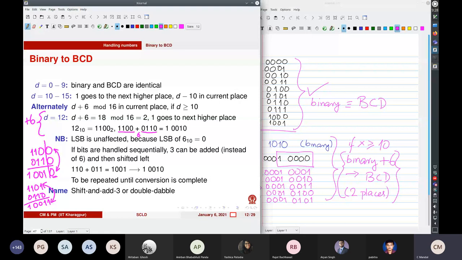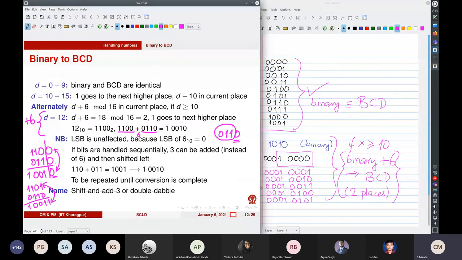I can just add 3 here and shift this bit in. Okay, so here I'm adding 3. This is 3. All right. So what I'm saying is, LSB is unaffected because the LSB of this is 0, as you have seen. The LSB is 0. So you can just add these 3 bits. You can add 3, and after having added 3, you can just shift this extra bit in. So that is what we are doing here. We are adding 110 plus 011, then we get the result 1011, and then you just shift in this bit.